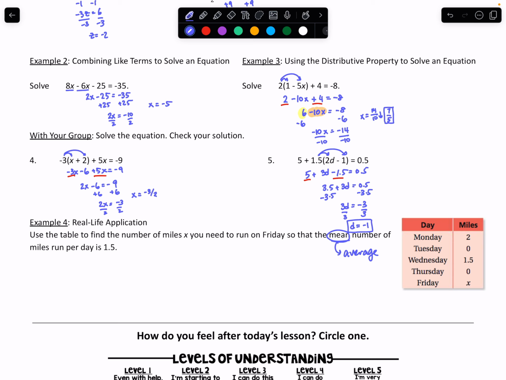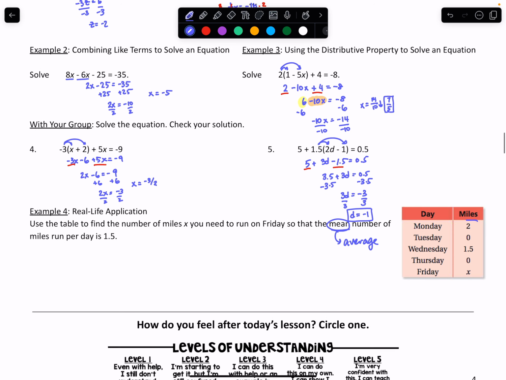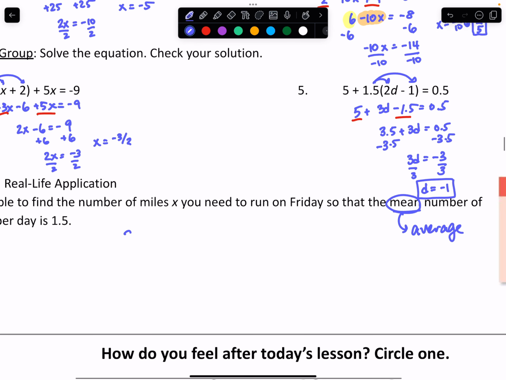And how do you find average? The only way you find average is you have to add up all of the numbers and divide by how many numbers there are. So now let's figure that out. On the right side, you'll notice all of my data points right here. So now let's add them up. So I have 2 plus 0 plus 1.5 plus 0 plus x. Always include that x too because I'm trying to figure out how many miles I need to run on Friday. Right? So divide by 1, 2, 3, 4, 5 data points. What do I want my average to equal? I want my average to equal 1.5.